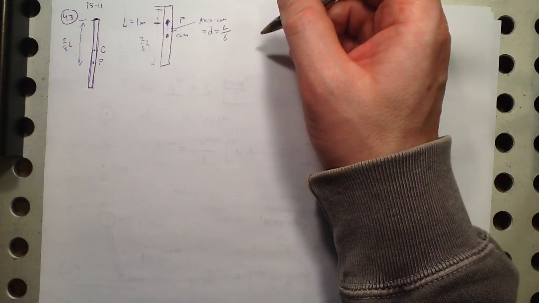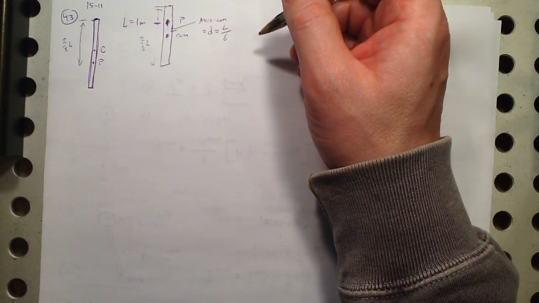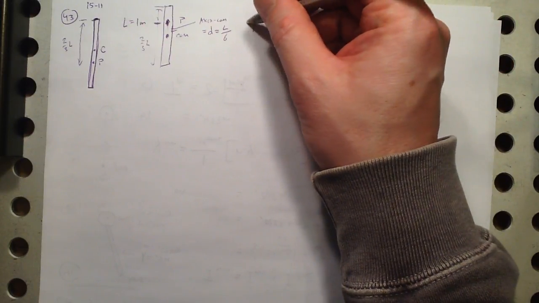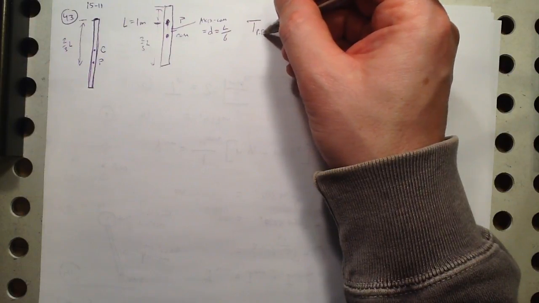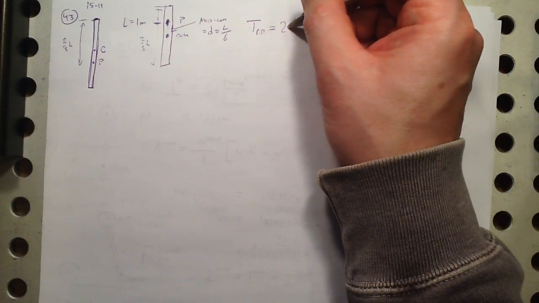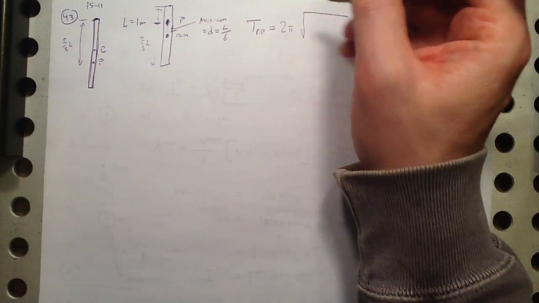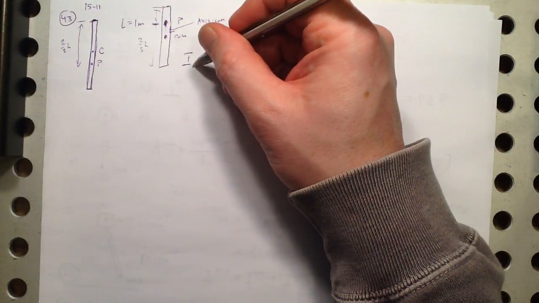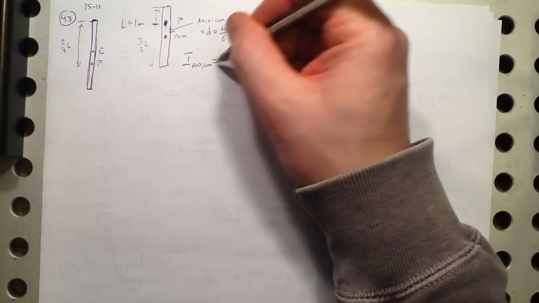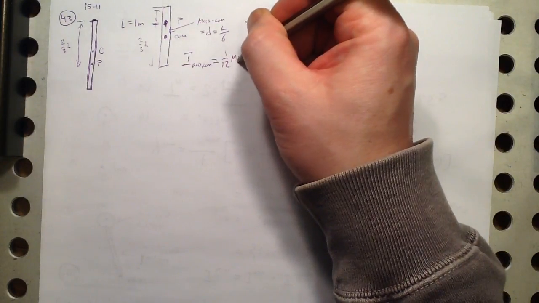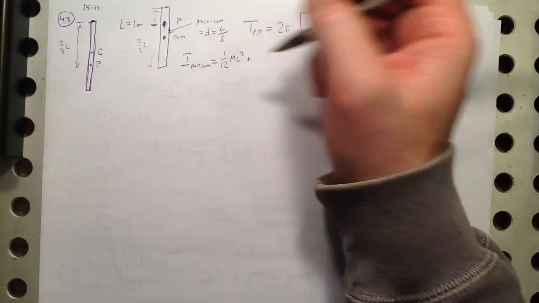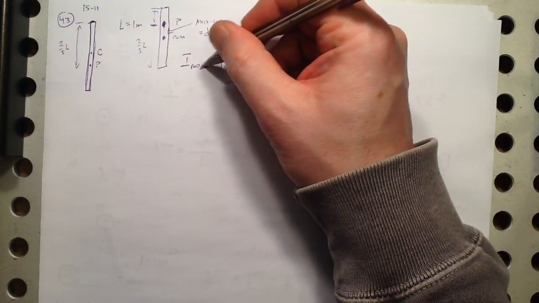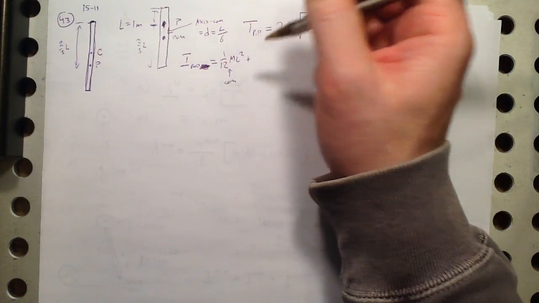Okay, so they want to know what's the period of oscillation now. So the period of this physical pendulum is equal to 2 pi times the square root of, what's the rotational inertia of this? Well, let's see. Rotational inertia of a rod about the center of mass is 1/12 ml squared. That's about the center of mass. I don't put that there. Sorry. I'm going to leave that out because I'm going to do the parallel axis.